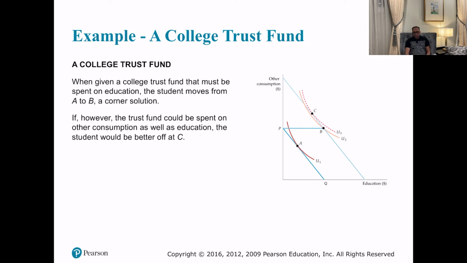So if we plot education and consumption of other goods, we see that combination A is obtained with the level of income, but when they get money from this education trust fund, the consumer is going to spend more only on education and not on other consumption goods, because it's a conditional type of college trust fund. So this is our second part.